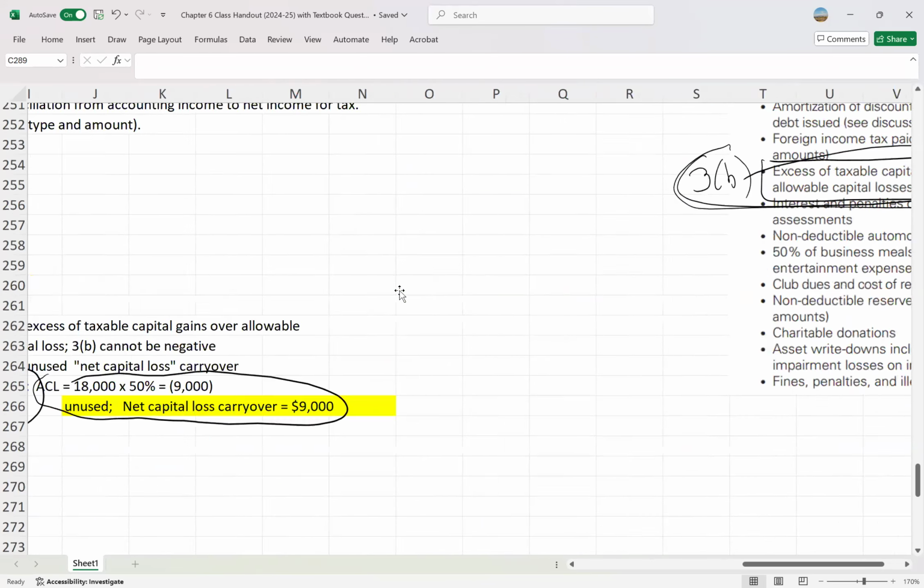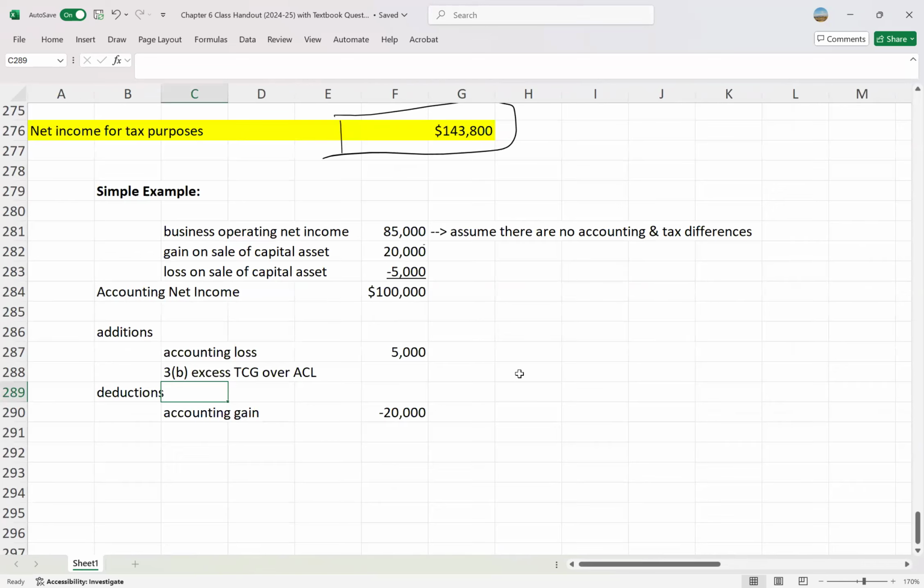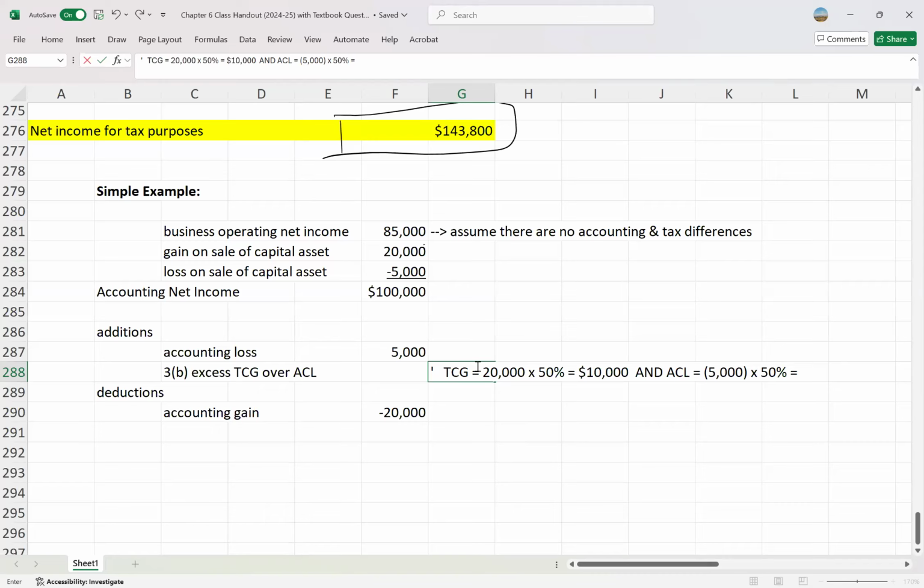So to figure that out, the calculation would be the taxable capital gain would be 20,000 times 50%. So that's going to be 10,000. And the allowable capital loss is the loss of 5,000 times 50%. And so that's going to be 2,500. So the excess of the taxable capital gains, 10,000, over the allowable capital loss, 2,500. So that excess is going to be 7,500.